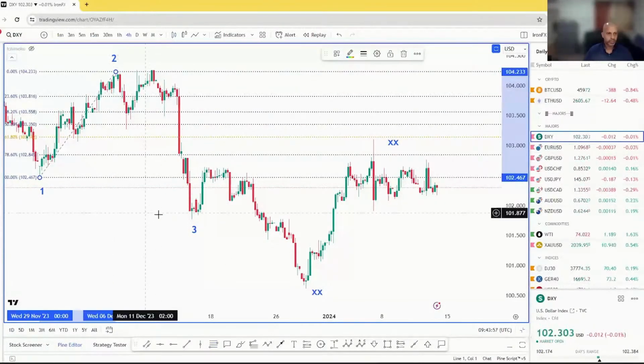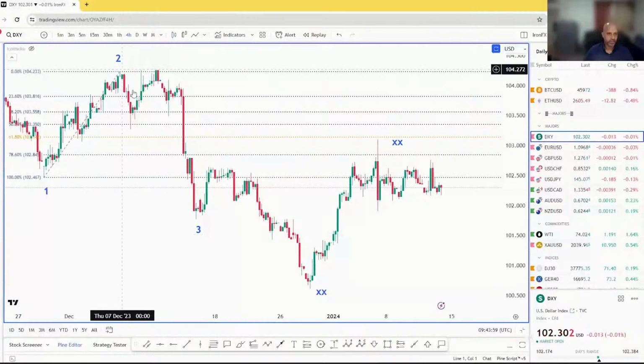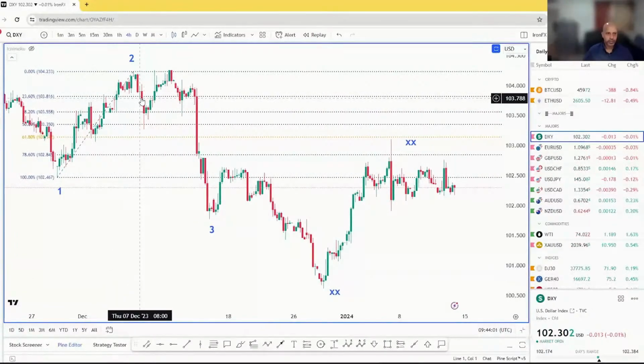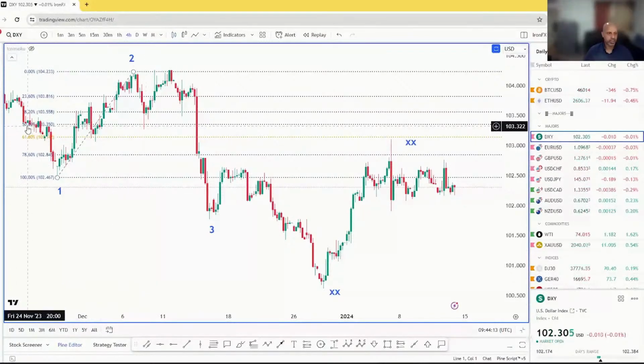You can see in this example, as price was pulling back, 23.6% did not offer any support at all. 38.2 not really, because we can see the wick extending way beyond the 38.2 and even dipping below the 50%. So where it did find support in this example was around the 50% Fibonacci retracement. We can see the body of the candles closing underneath the 38.2%, and the wick extending beyond the 50. So price found support at 50% before going higher.